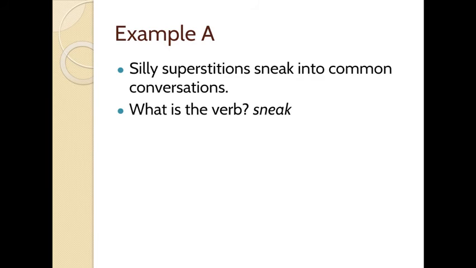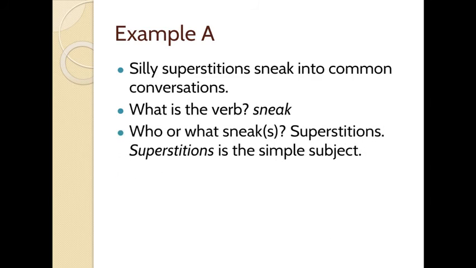The verb is sneak. So if I ask who or what sneaks, the answer is going to be my simple subject, superstitions. So superstitions is the simple subject. Now I'm going to look for any describing words. We already know superstitions and sneak are the subject and verb, so those can't be describing words. What other options do we have? Well, does anything describe superstitions? Does anything describe sneak? What else is there?